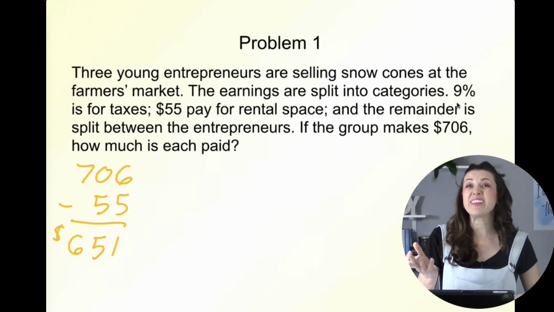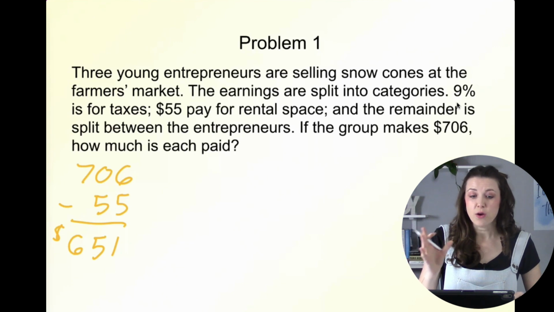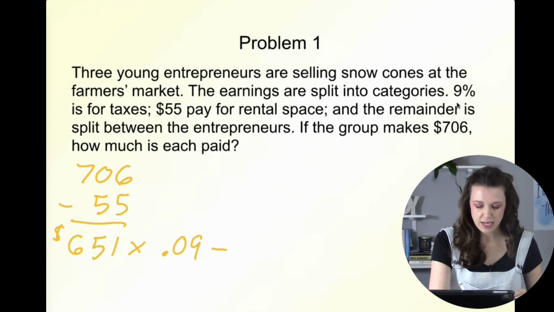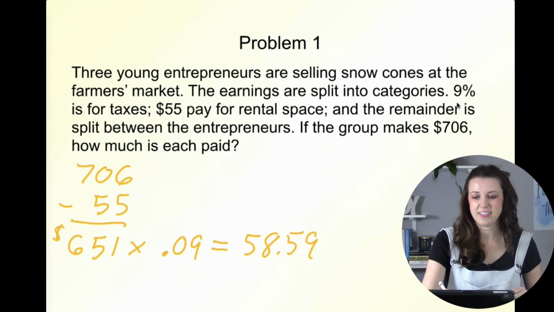$651. And now we have the taxes that need to be taken out. So that's 9%. So I'm going to multiply this by 0.09, which is simply just 9. And that gives us 58.59 in taxes.